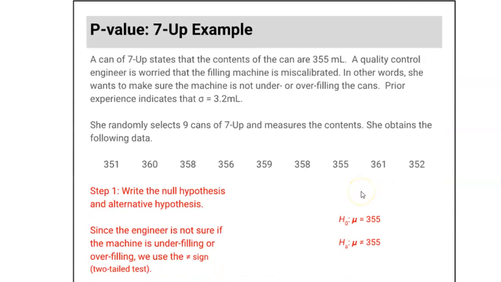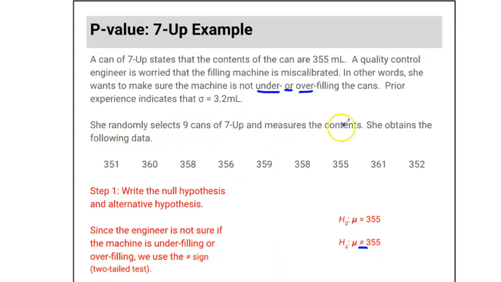So let's take a look at an example using 7-Up. A can of 7-Up says 355 milliliters right there on the can. However, a quality control engineer is worried that the filling machine is miscalibrated. In other words, it's giving more or less soda than it's supposed to. She wants to make sure that the machine is not under or overfilling. You can see this, under or over. This should indicate to you that we're dealing with a possibility of either higher or lower. That means we're going to be using this not equal to sign.